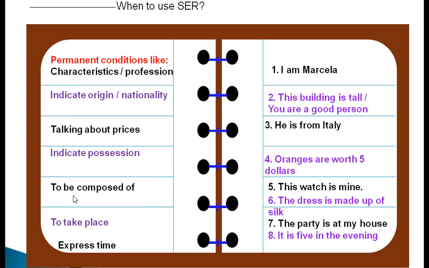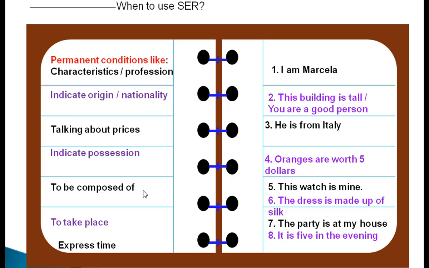To be composed of. That's another condition. So what is composed of? Like you are talking about a dress and you want to say this dress is made up of silk. So that's a permanent condition and you will be using SER. Then to take place. So you want to tell someone that the party is at your house. So that would be defined using SER. And lastly, to express time. So someone asks you what time is it. So you want to ask what time is it. So you will be using the verb SER.